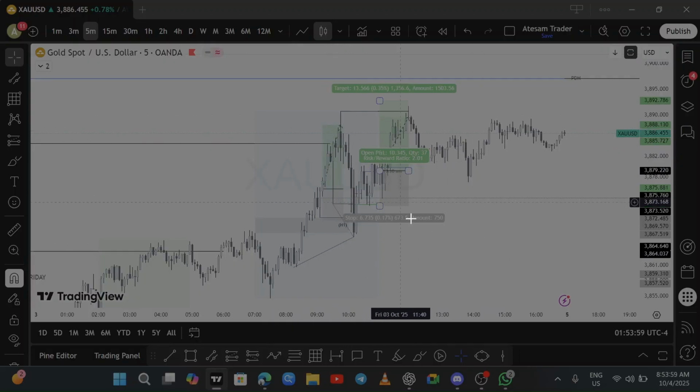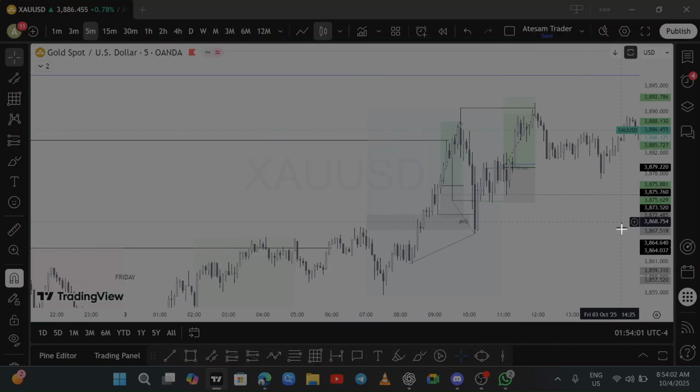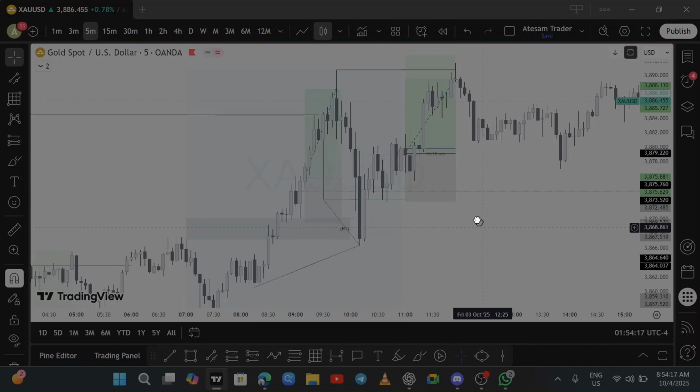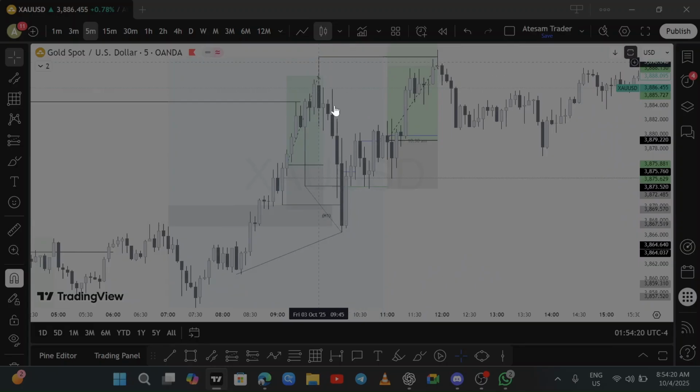And what happened? There is no protected swing, so I just increased my stop loss somewhere here. When price came all the way down, I didn't book any profit, maybe only 0.2% here. So that totally messed up my mind.